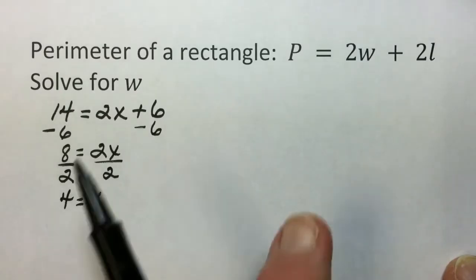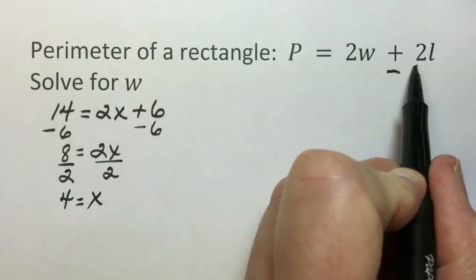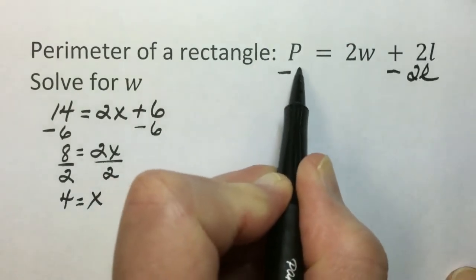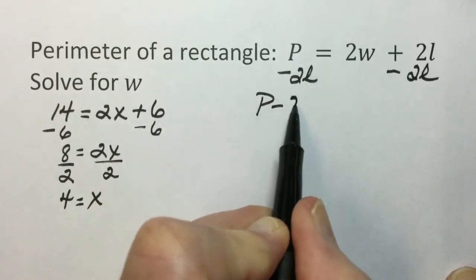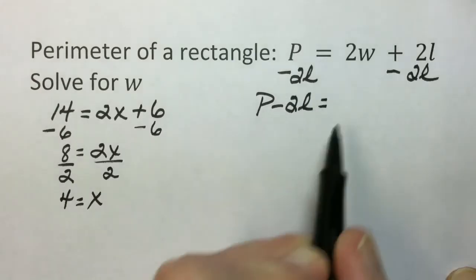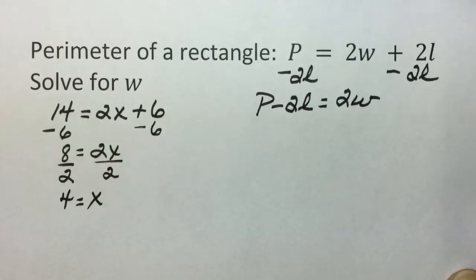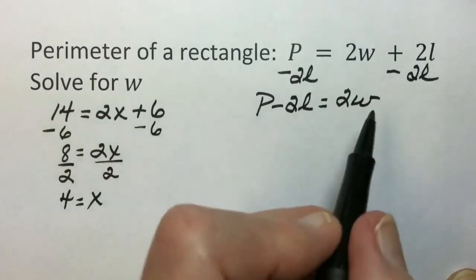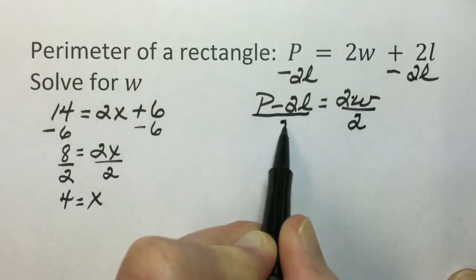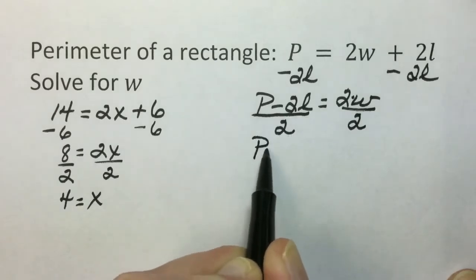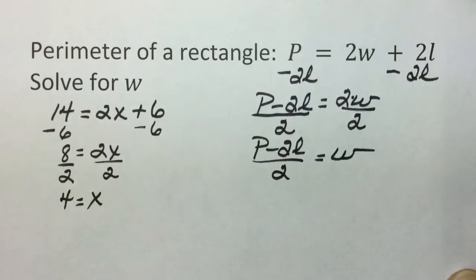Similar procedure here. What's happening to 2w? It's being increased by 2l, so to undo that addition, we'll subtract, and to maintain equality, we'll do that to both sides. These are not similar terms, so they just get written as is, leaving the 2w by itself since the 2l's are gone. Now, to get w by itself with a coefficient of 1, undo multiplication with division, and what we do to one side, we do to the other. And here is our solution to this problem.